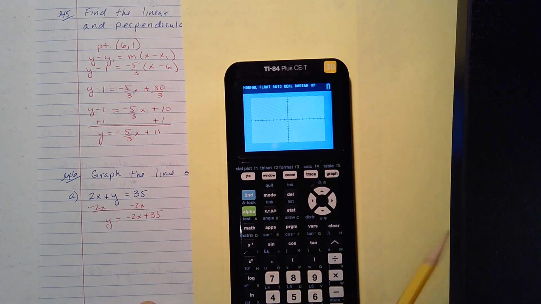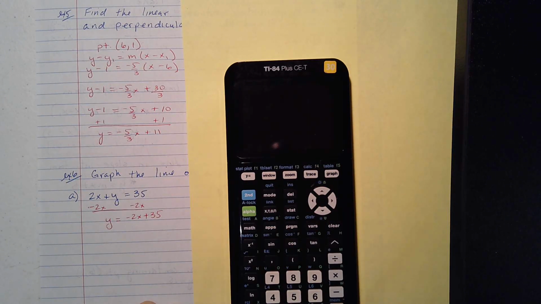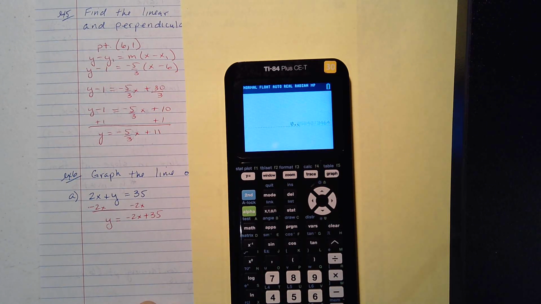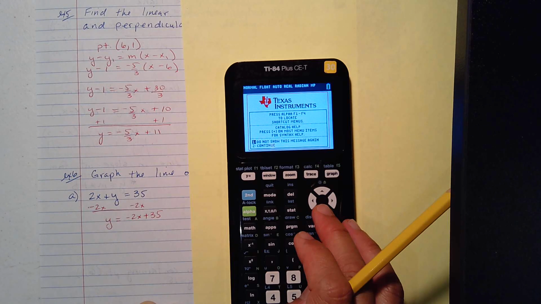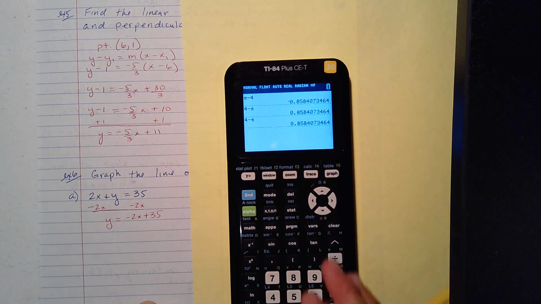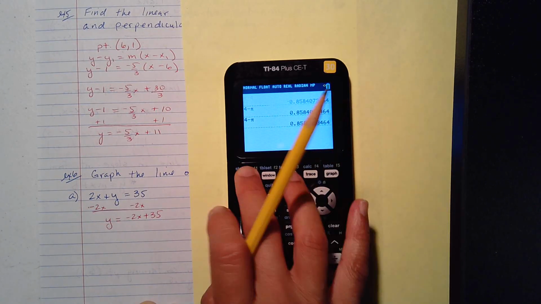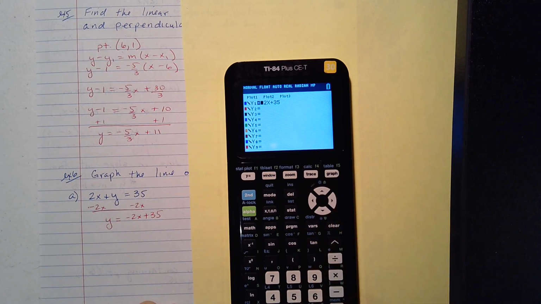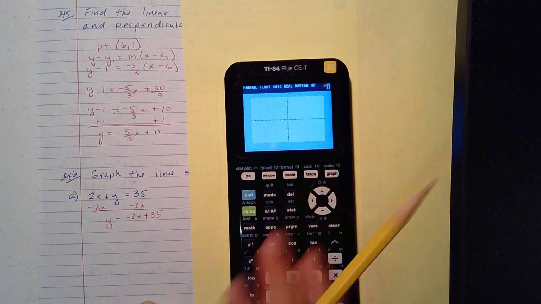Alright, so when we hit graph, I think the battery's low. Just give me a second. Yeah, the battery is low. Okay, so it's y equals negative 2x plus 35. Let me adjust the window.